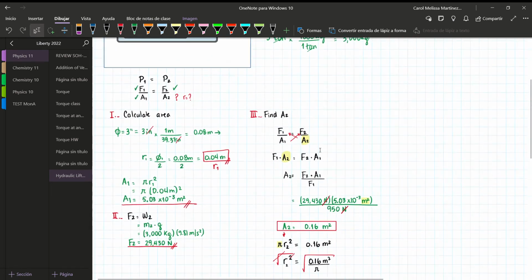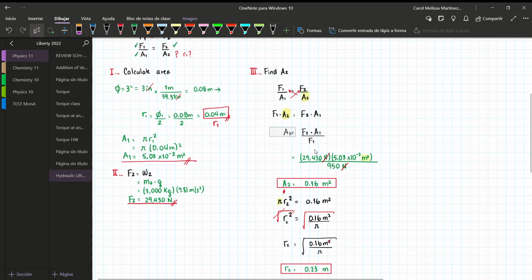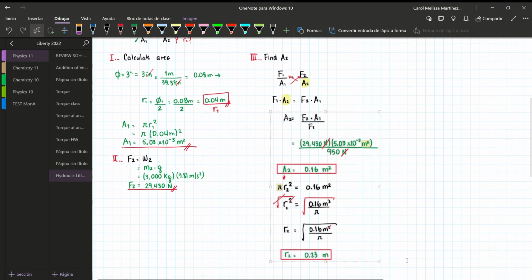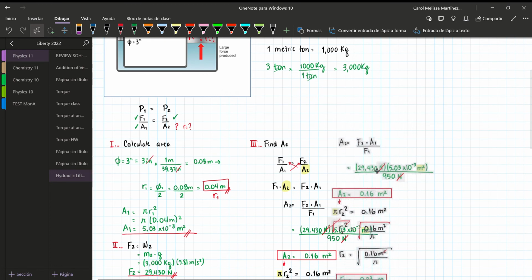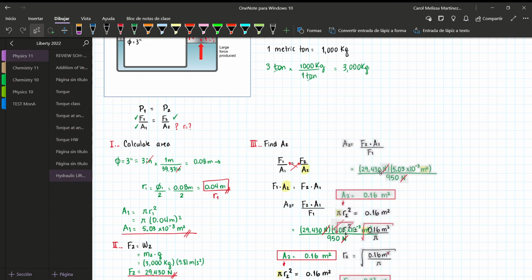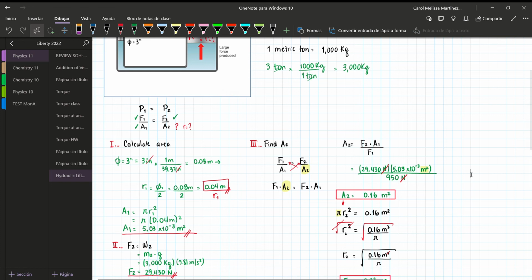I don't know if you guys have a doubt on this exercise. Guys, do you have a doubt?